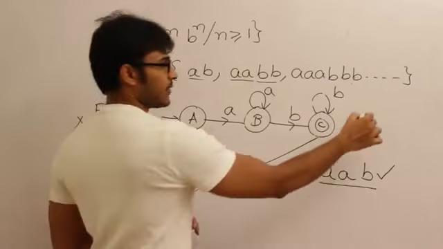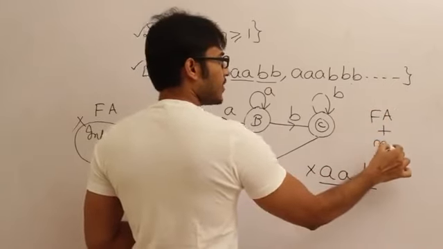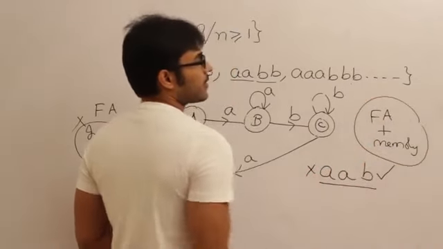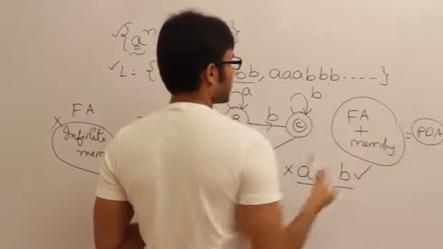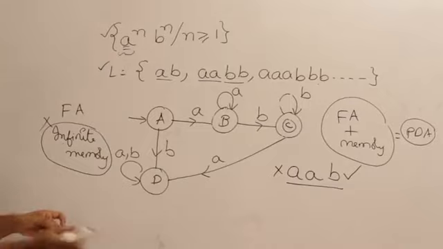Therefore, we want a finite automata plus infinite memory, which is a more powerful automata, also called a push down automata, to accept this. What is a push down automata and what are the languages? We shall discuss it now. Okay. So we have seen that there are some languages for which finite automata cannot be given, which means we need some powerful machine in order to accept such languages.